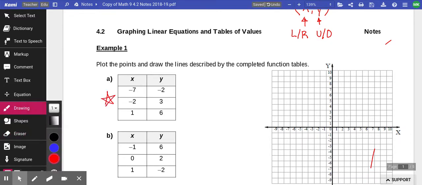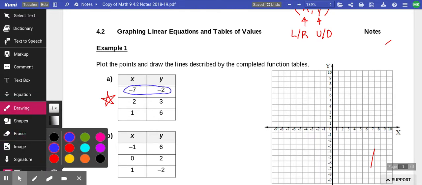It's a table of values. It's like a little T-chart. Sometimes when I draw them, you'll see them drawn just like this, like a little chart. And what this does is it shows you your ordered pairs in a different way. So when you're looking at a table of values, whatever is beside each other, that's your ordered pair.